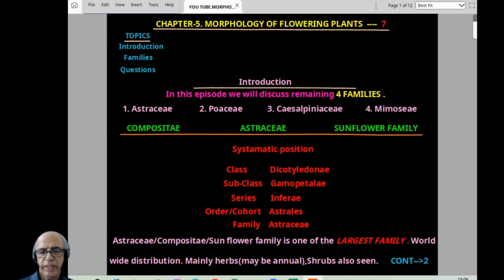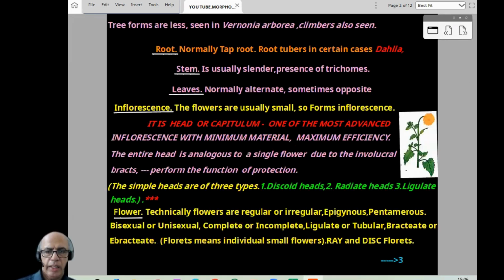Then largest family, worldwide distribution, mainly herbs, shrubs also seen. Tree forms are less. Example is Vernonia arborea. Then when we come to root, typical taproot, but root tubers in Dahlia. Stem, it is slender. Trichomes will be there. Leaves normally alternate, sometimes opposite.